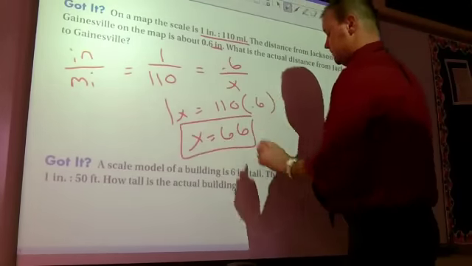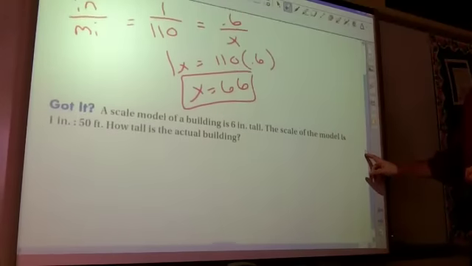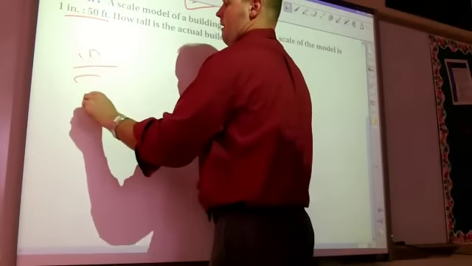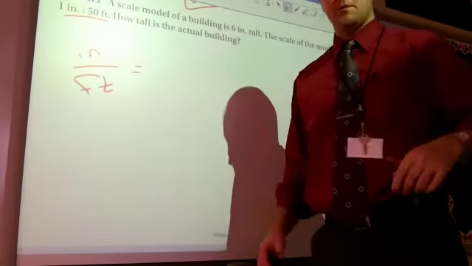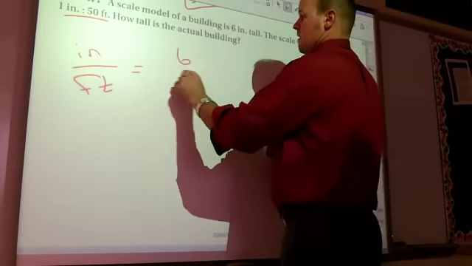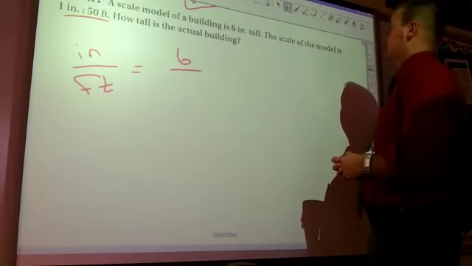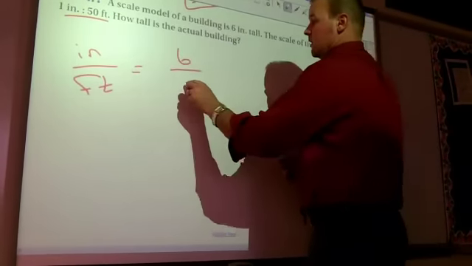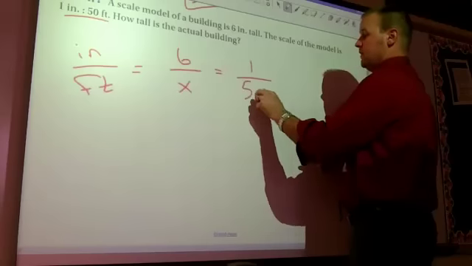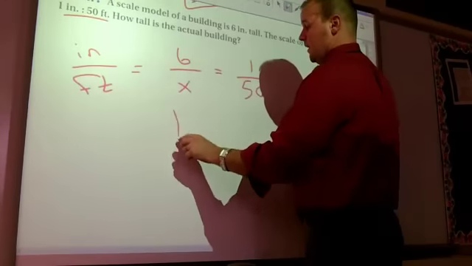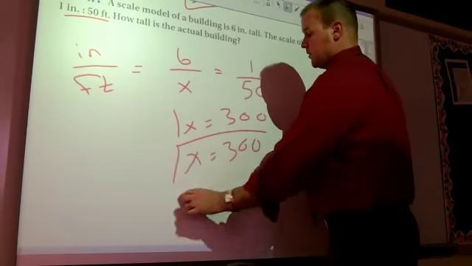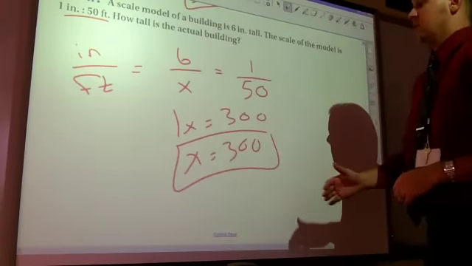Okay. Done deal? Alright, and if we scroll down, we have almost the same idea here. Again, I have inches and feet, and it doesn't matter which way I set this up. I'm just trying to decide, alright, inches over feet, done. So every time I see inches, so 6 inches. Alright, so the scale is 6 inches. And what we don't know is how tall it actually is, but the scale we used is 1 inch over 50 feet. So inches and 50. So we got 1x and 300. So x equals 300. So if the model is 6 inches, the entire building is 300 feet.